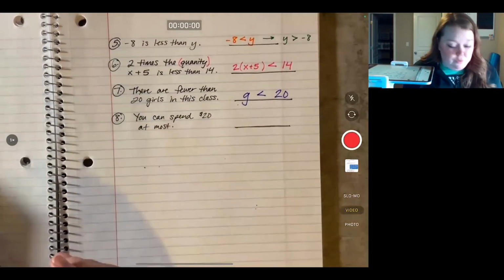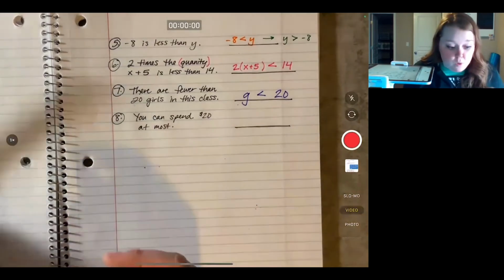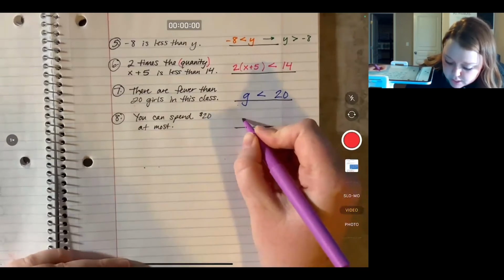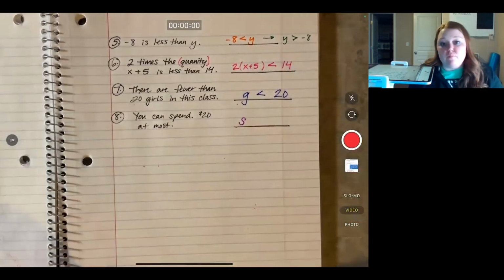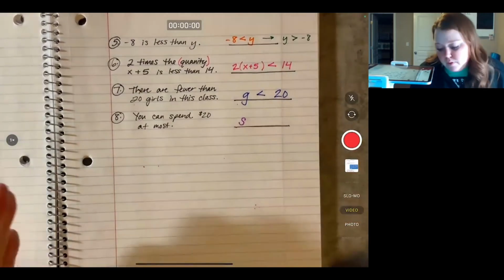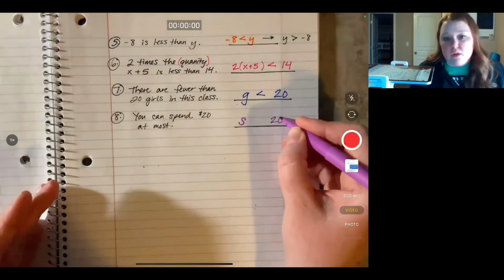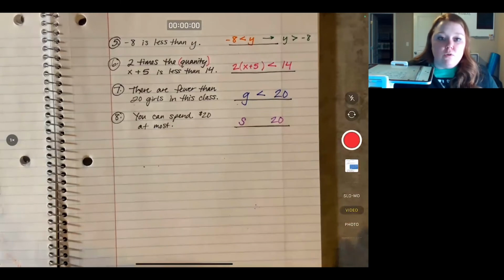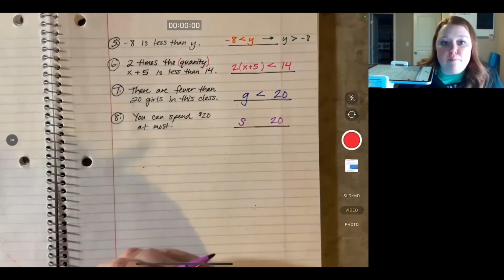So you could use S for spend if you want to. You could use X though, that's fine. I'm going to use S. S is the amount of money I can spend. I'm always going to put my variable on the left and I'm comparing it to $20, okay? And you don't need the dollar sign because it's a mathematical statement. So you can spend $20 at most.